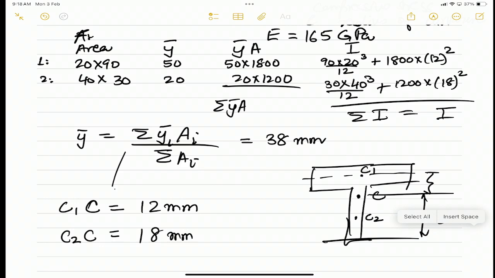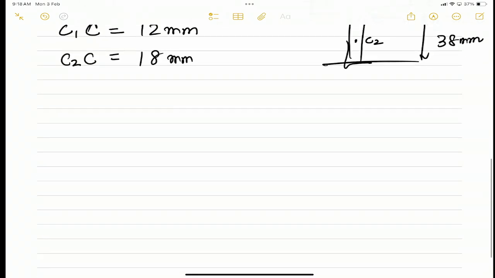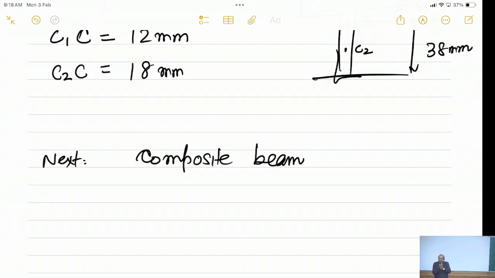Now, in the next class, we will talk of composite beams. If there's a beam made up of two materials, same cross section, but there are two materials. So we'll talk mainly of rectangular beams. Half of it is one material, half of it is another material. Then how do we tackle that? That I'll look at in the next class.